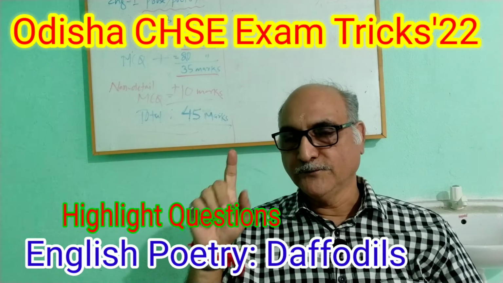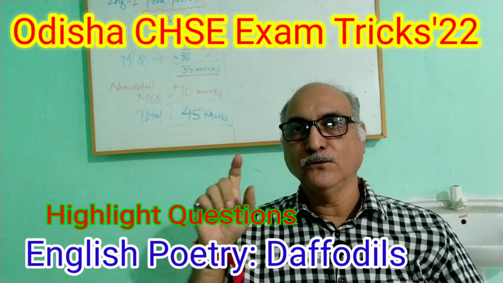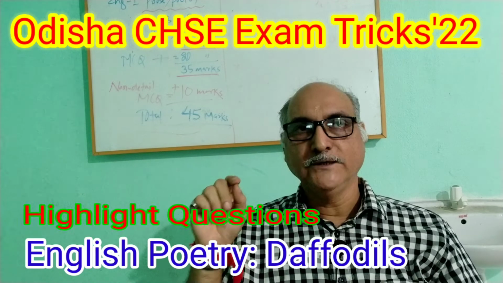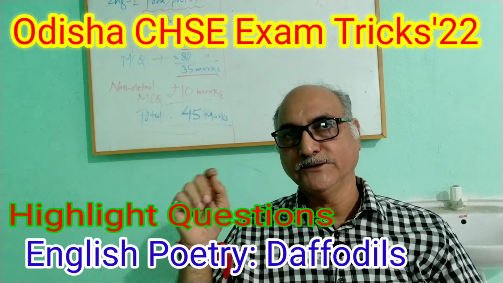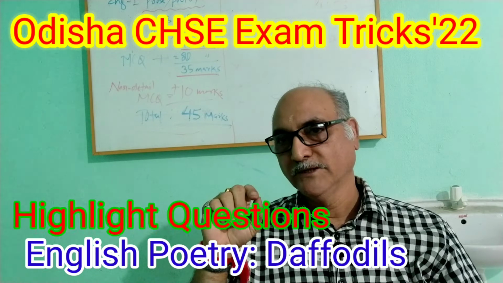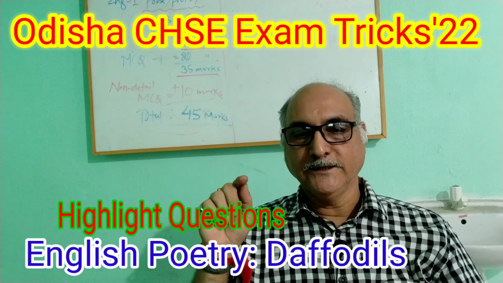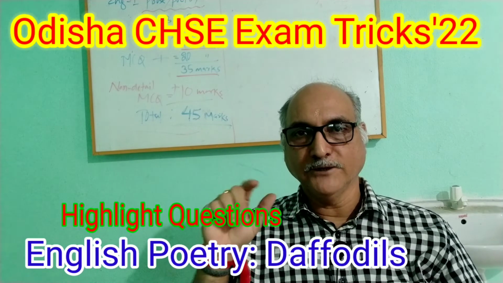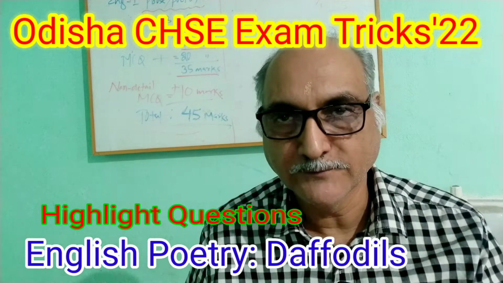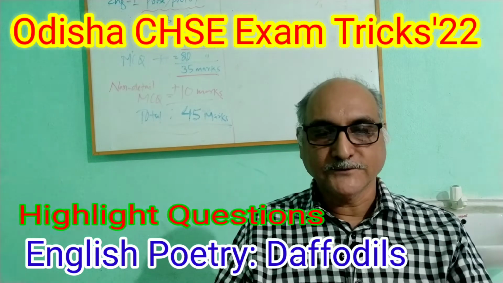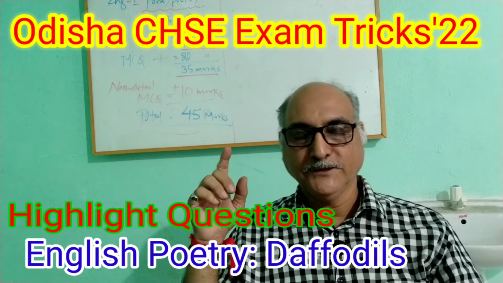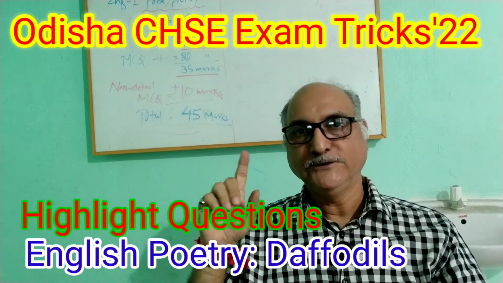So daffodil is a flower. It is yellow golden color. William Wordsworth is the poet who has written it. He is a poet of nature. You should look at your book and read the introduction, something given about him. The introduction of the poet. So remember, he is the poet of nature.